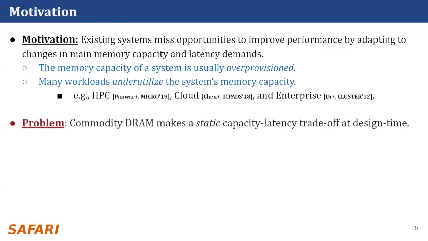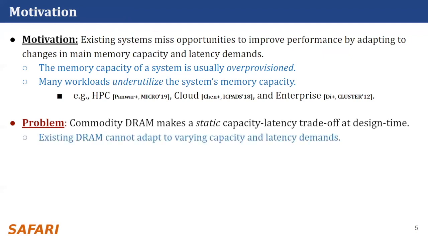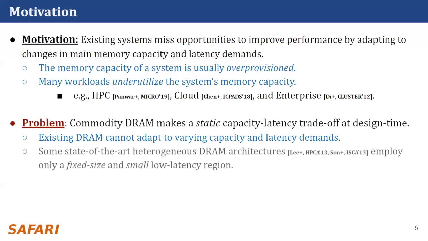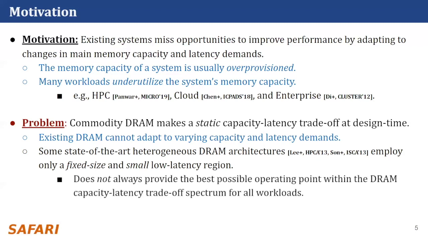However, commodity DRAM as the prevalent technology for main memory makes a static capacity-latency trade-off at design time. Once manufactured, they are either capacity optimized at the cost of long latency or latency optimized at the cost of small storage capacity. Even some state-of-the-art heterogeneous DRAM architectures employ only a fixed size and small low latency region, which does not always provide the best possible operating point within the DRAM capacity-latency trade-off spectrum for all the workloads. As a result, commodity DRAM could not adapt flexibly to the changes in the system's memory capacity and latency demands.